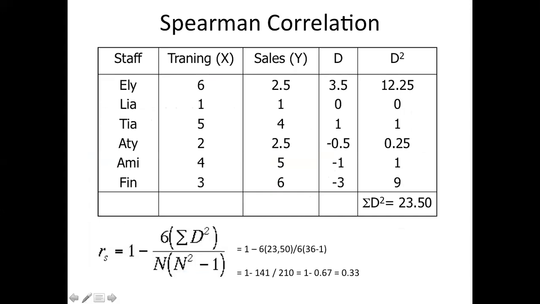Here is the data of 6 employees, and they have been attending training, and the attendance of training is ordered, so it's kind of ranking 6, 1, 5, 2, 4, and 3. And then their volume of sales is also ranked. The highest volume will be rank number 1, number 2, number 3, and so forth.